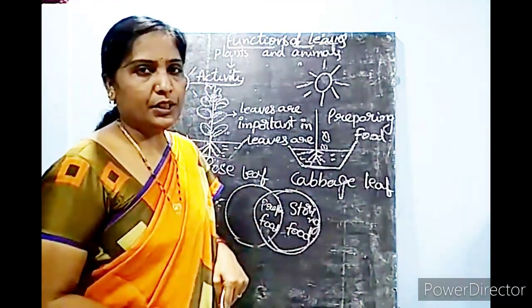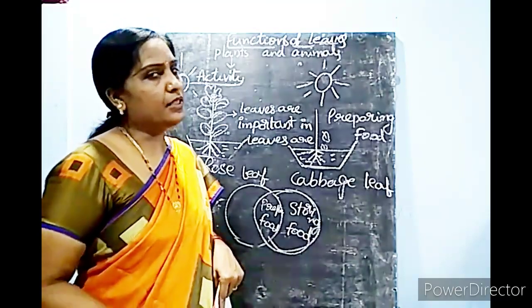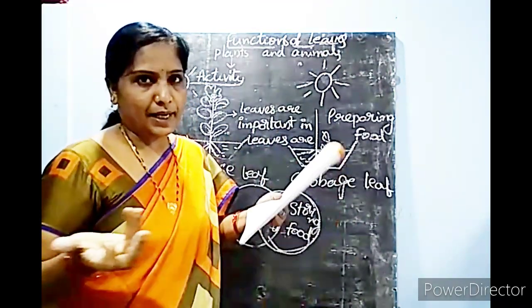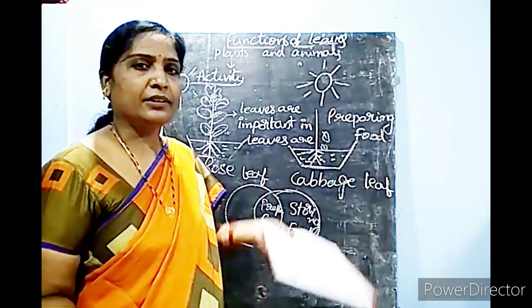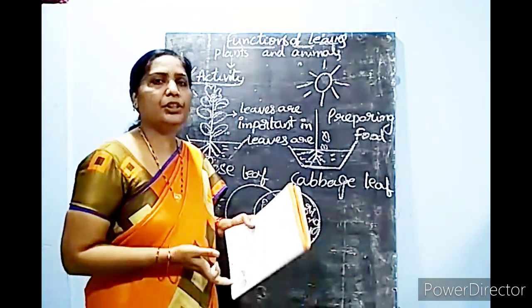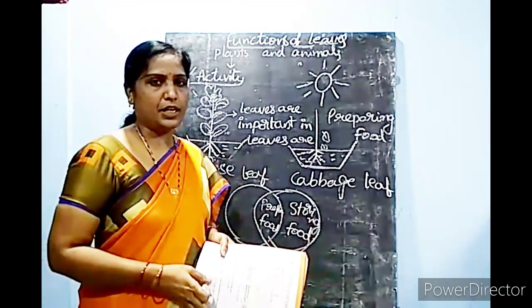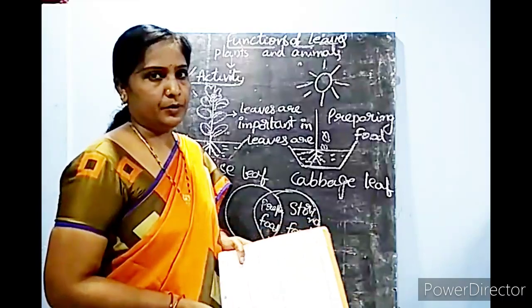You already understood, if we pluck all the leaves, the plant cannot prepare its food. When food is not there, the plant may die. So that is the answer for the third one. Now you are able to write in your own words. What you understood, you put on the paper.